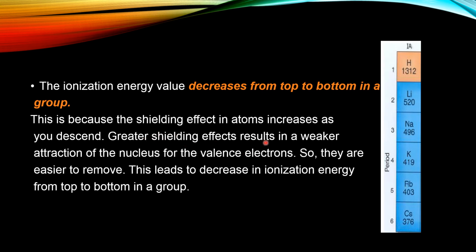Greater shielding effect results in weaker force of attraction between the nucleus and the valence electron. So they can easily be removed when there is less force of attraction between the nucleus and the valence electron. So when there is less force of attraction, the ionization energy will also be less. Easily the electron can be pulled out from the valence shell.